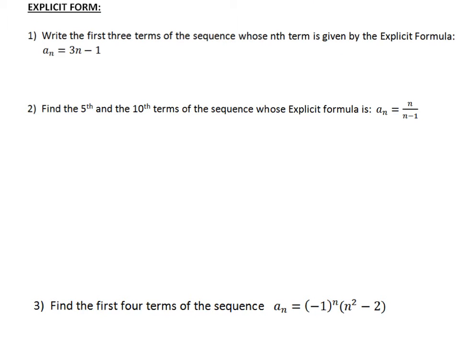There are two forms that we are going to become familiar with for writing sequences. The first form is called the explicit form. In the explicit form, I'm given a rule for how to find the nth term of a sequence. So in this case, I'm going to be given the rule. My rule will be in terms of the variable n. Now again, n is going to stand for which term I'm looking for.